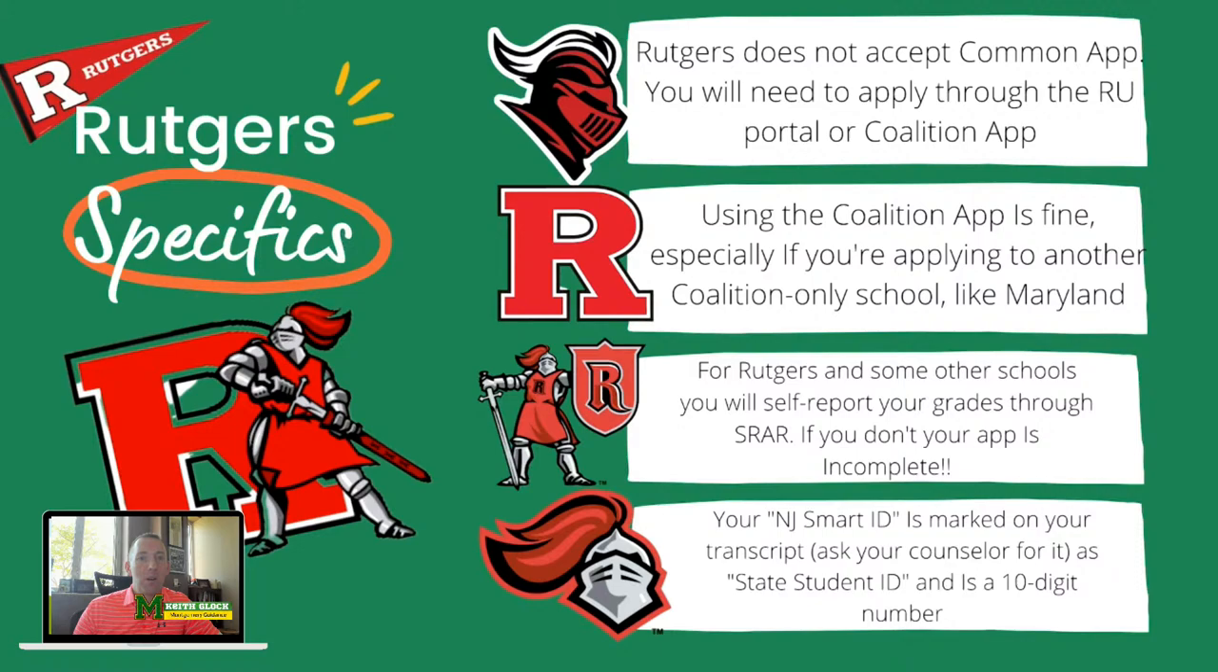Another item to note: when you get that transcript from your counselor, Rutgers asks for something called an NJ Smart ID. It is actually just your state student ID. It is a 10-digit number in the middle near the top of your child's transcript, and that's what they will put in that category for NJ Smart ID.